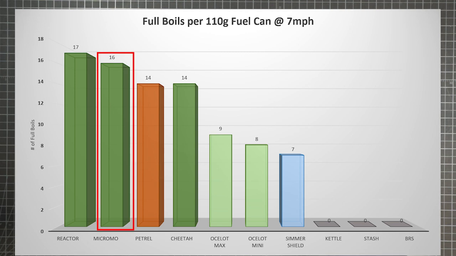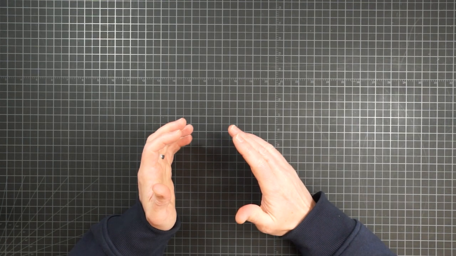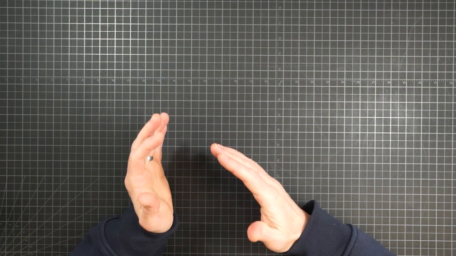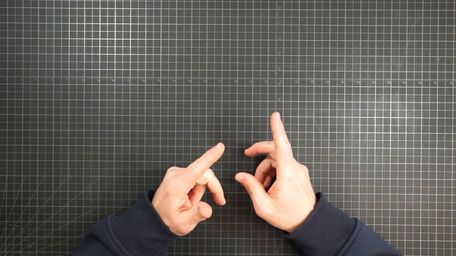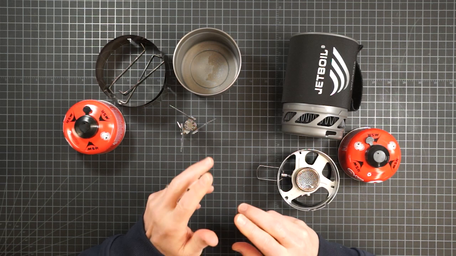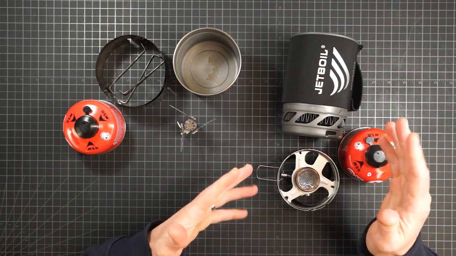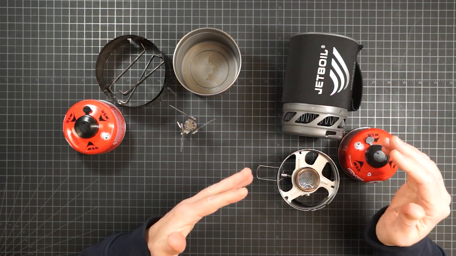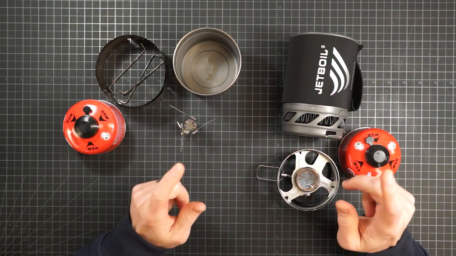The MicroMo will literally get you twice as many boils per container as an Ocelot Mini. Depending on your needs, that alone could be what drives your decision. And that being said, the MicroMo is the second heaviest system shown, and the Mini is almost the lightest. So it remains to be seen then whether the added mass of the MicroMo's bulky and proprietary pot burner system ends up being worth its weight in fuel savings.